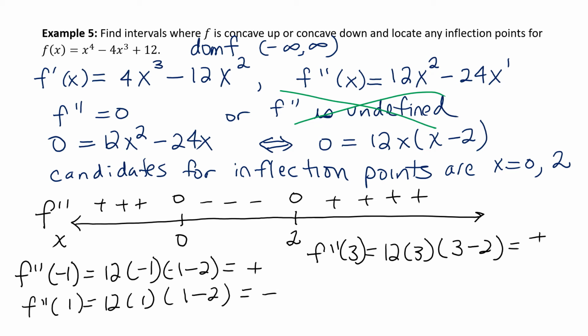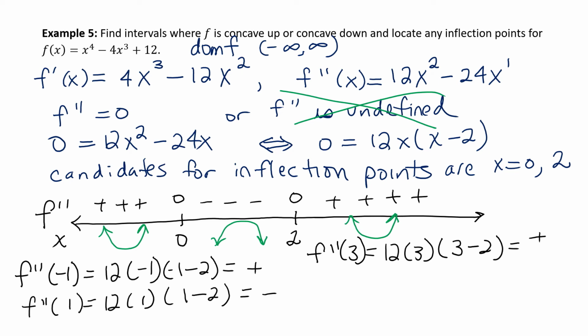What do we know by the definition of concavity? We know that if the second derivative is positive, it's concave up. The graph is concave up. If the second derivative is negative, the graph of the function is concave down. And if the sign of the second derivative is positive, then the graph is concave up in that region.